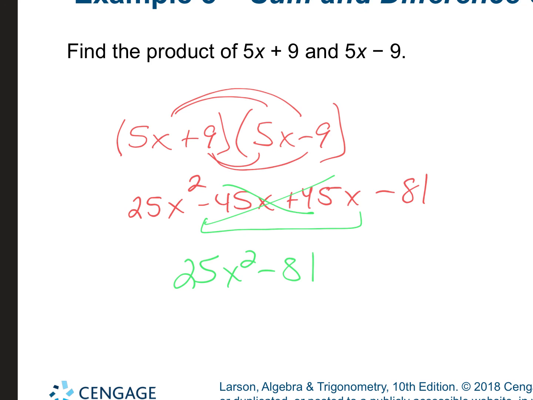Now, some of you saw 5x plus 9, 5x minus 9 and said, oh, it's going to be 25x squared minus 81. Some of you didn't. That's okay. If you recognize the pattern, fantastic. If you don't recognize the pattern, you can still FOIL it. Just when we recognize patterns, it makes things easier when we go to factor, which is what we're going to start doing after our quiz on Wednesday. Questions? No? Okay, let's pull up our homework.